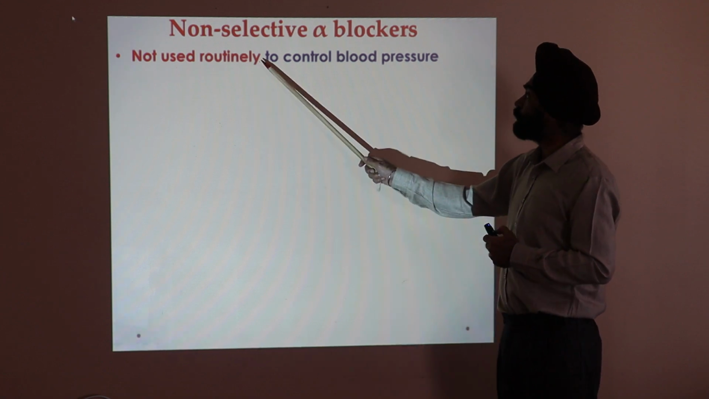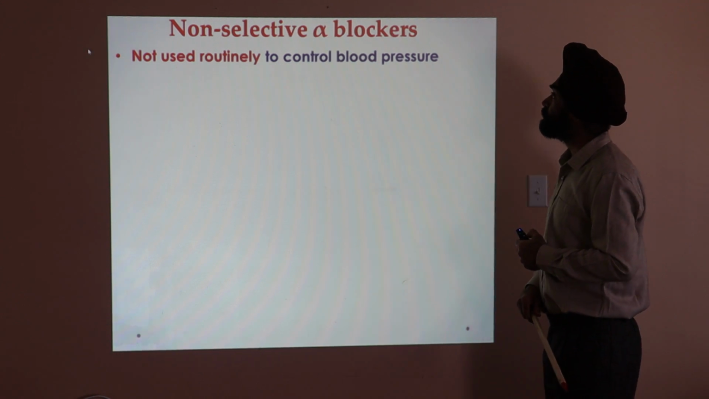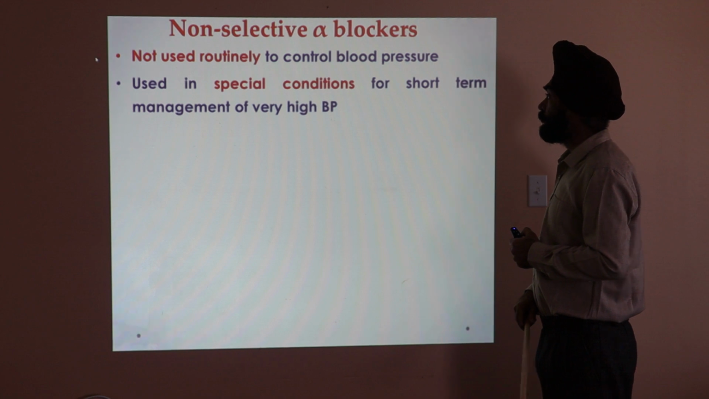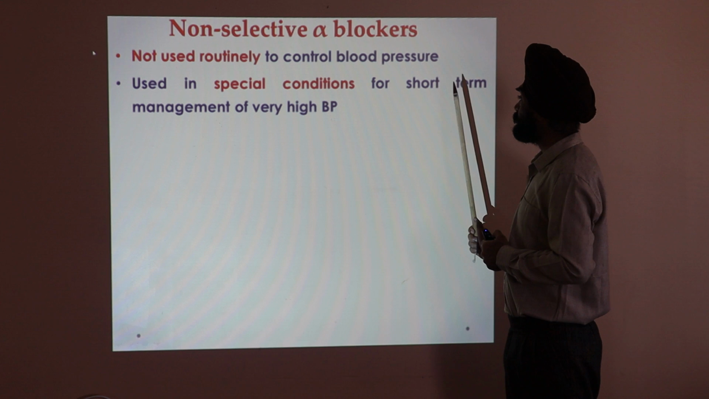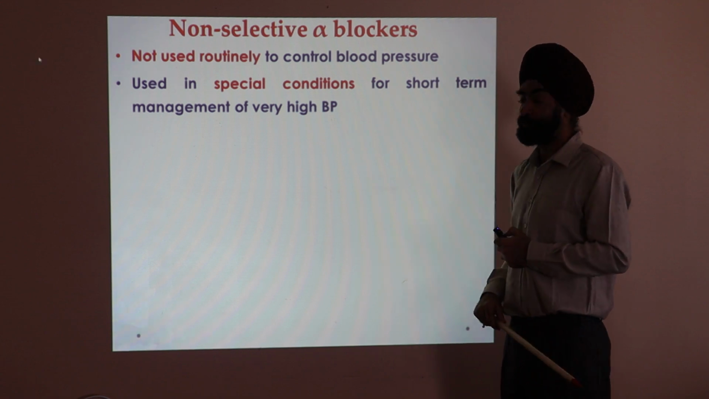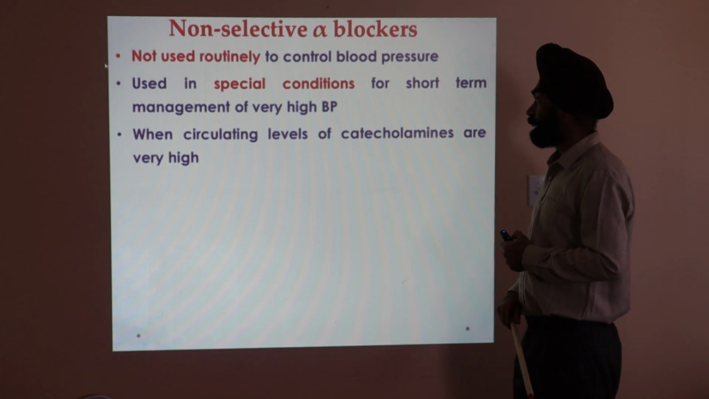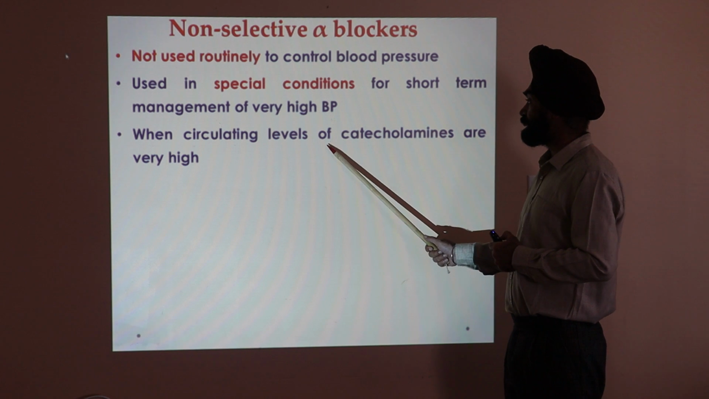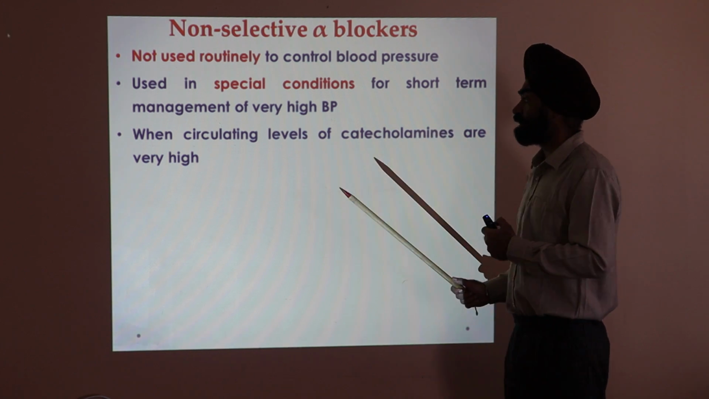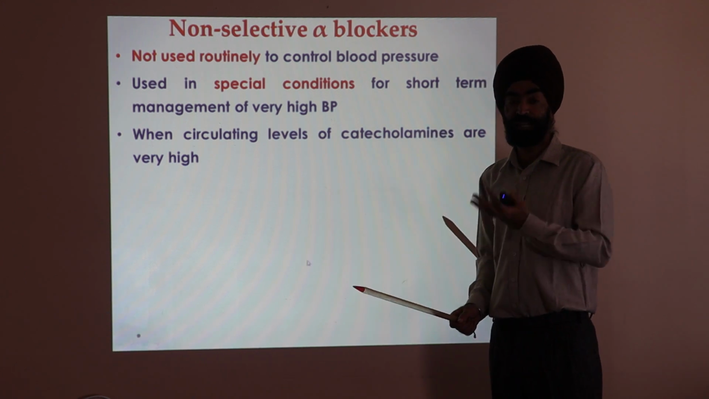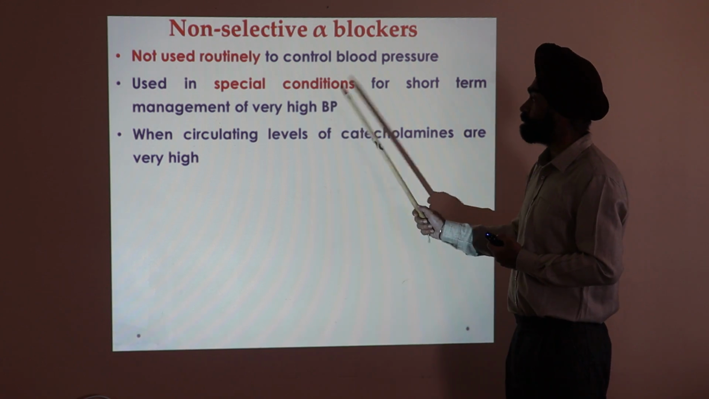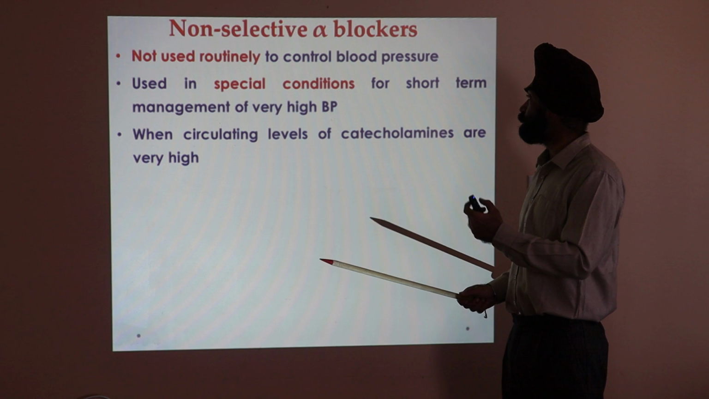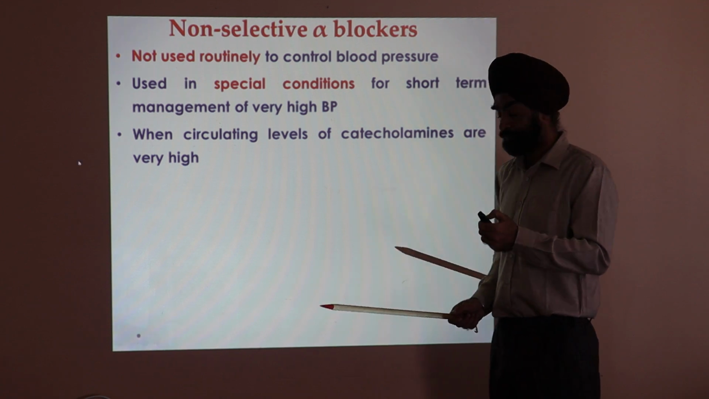Now coming down to the non-selective alpha blocker. They are not used routinely to control the blood pressure, but they are used only in the special conditions for the short-term management of the blood pressure, very high blood pressure. Particularly when the circulating levels of catecholamines are very high, when there is a very high level of catecholamines, okay, norepinephrine, epinephrine, and there is a very high BP, and this is an emergency condition and you want to manage for a short period of time.